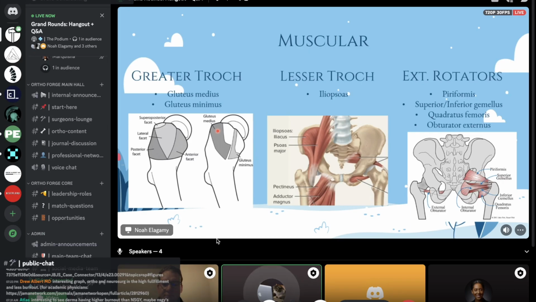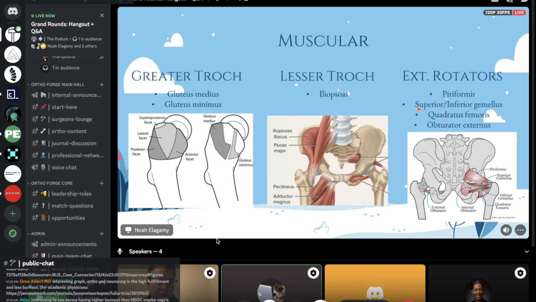So when we're looking at how a fracture can displace, it's important to know which muscles attach to which part of the femur, and knowing that when there's a fracture, those muscular attachments can pull those fracture fragments and shorten the muscle, which will pull that fracture fragment out of alignment. So it's important to know your muscular insertions. For the lesser troch, the important muscle here is the iliopsoas, and you can see the iliacus and psoas becoming a confluence and attaching here at the lesser troch, and that's going to be your main hip flexor.